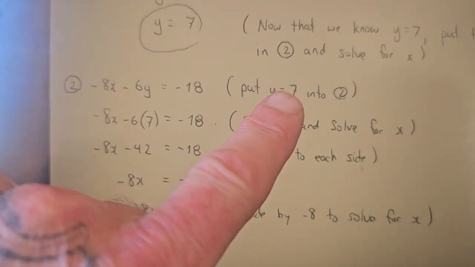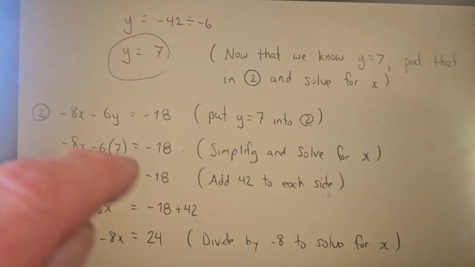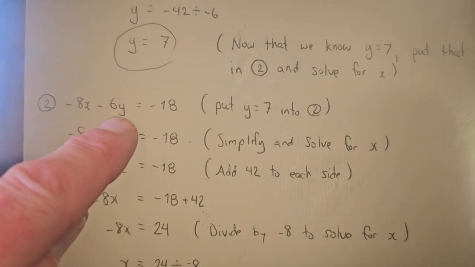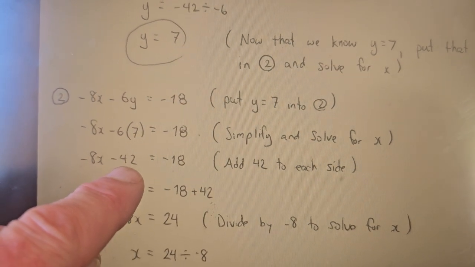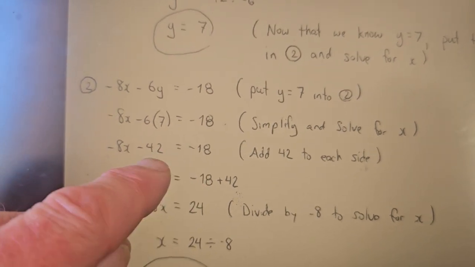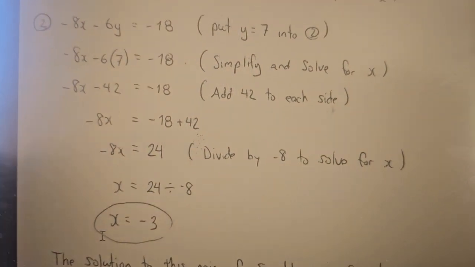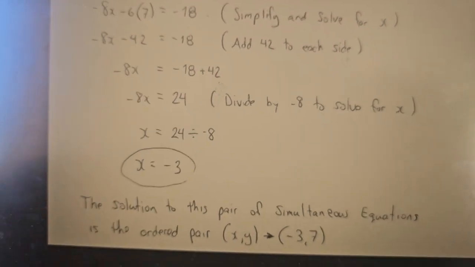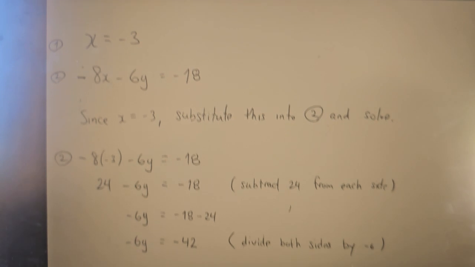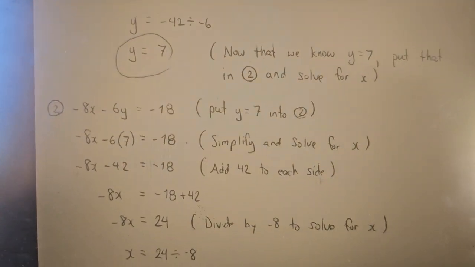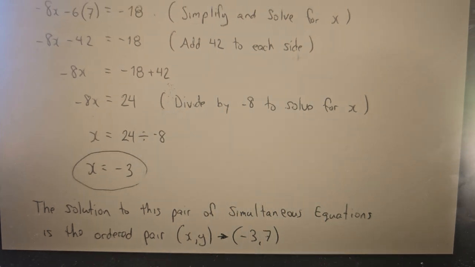Okay, so I went back in, I put y in as 7 because that was our solution. So -6 times y is now -6 times 7, which is -42. And when we solve that, we add 42 to both sides. -8x is 24. We solved for x and got -3, and that agrees with what we had at the very beginning. So the solution to the pair of simultaneous equations is x is -3, y is 7.